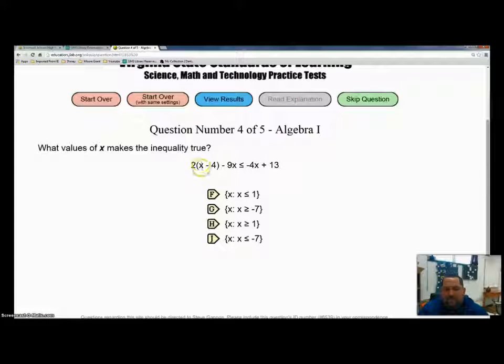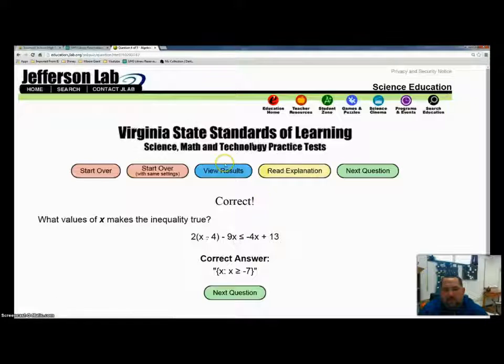What value of x makes this true? Is where you got your distributive property. And then you got to move the signs. I get -3x is less than or equal to 21. And so then I'm going to get x is greater than or equal to -7.